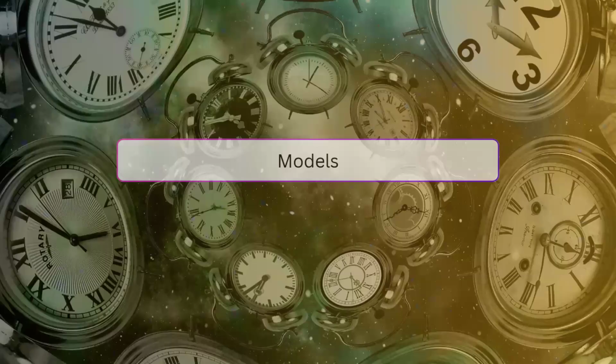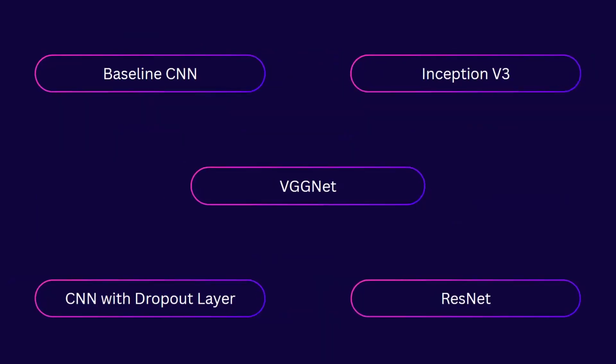Next, the models. What are the models that we have taken into consideration? First we tried 5 models: the basic baseline CNN, then Inception, VGG net, CNN with dropout layer, and ResNet. After doing these 5 models, we did a comparative analysis.